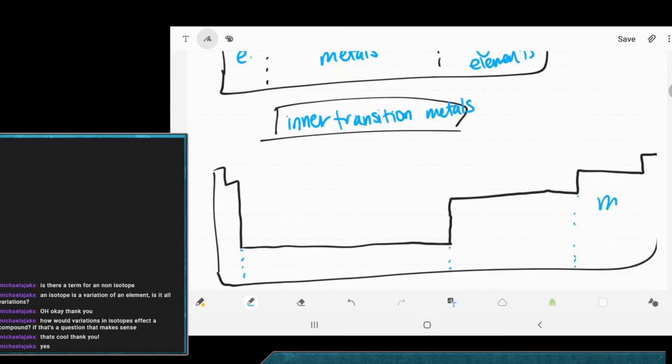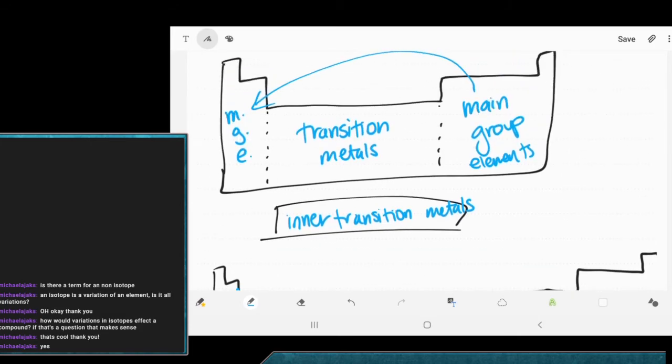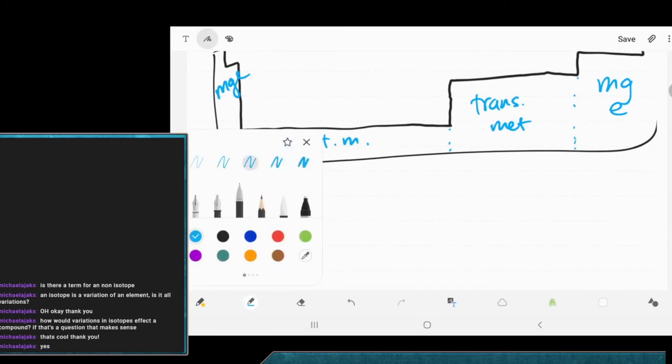So this is your main group elements. These are your transition metals. These are your inner transition metals. Again, main group elements up here. So that's where that little section goes. But as you can see, it's terribly blobby now, so it's easier to just take those out. So we typically put the inner transition metals on the bottom there. Okay. A few more things.